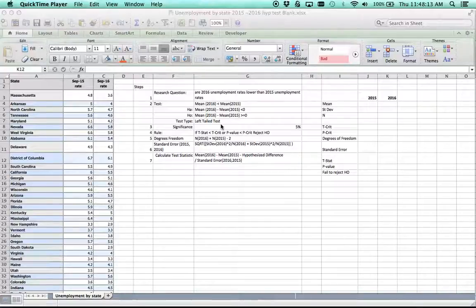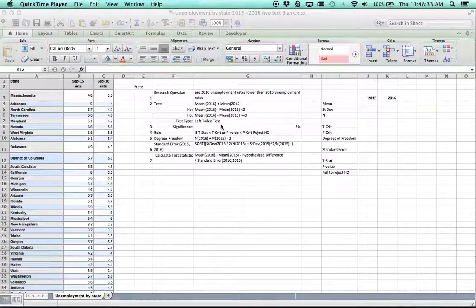From a type 1 error standpoint, what this means is there is a 5% chance that we could reject the null hypothesis when in fact it's true. So a 5% chance we could reject the hypothesis that the 2016 mean minus the 2015 mean is greater than or equal to 0, when in fact that's really true.